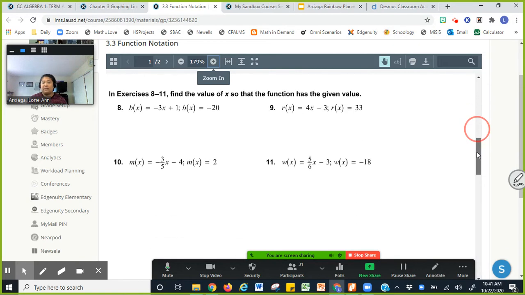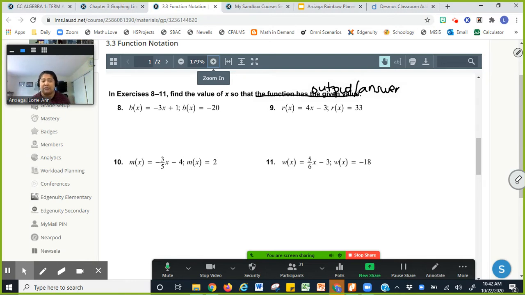All right, so the next important part that you have to learn when working with function notations is finding the value of x when the output is already given. So what do I mean by that? Okay, so when they say the function has the given value, it means they have already given you the answer. So it's quite the opposite of what we did in number 1, right? So they already gave you the answer and they want you to figure out what number they substituted in order to arrive at that answer. So how do we do that?